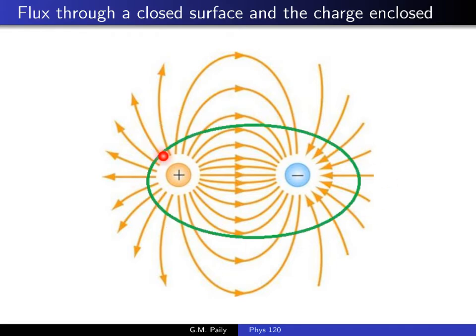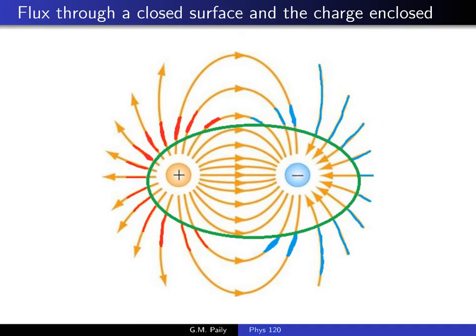What if I choose this shape? Now we have both the charges inside, and so the total amount of charge, since there are equal amounts of positive and negative charge, the total amount of charge inside the volume is 0. But look, we have flux. But how much flux in total? In fact, if we count carefully, we see that the total amount of flux is 0.